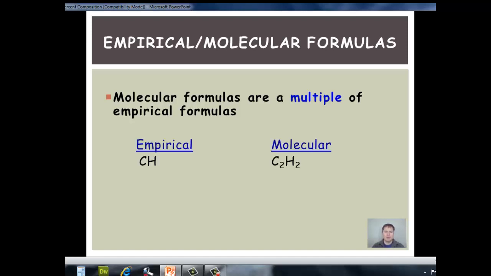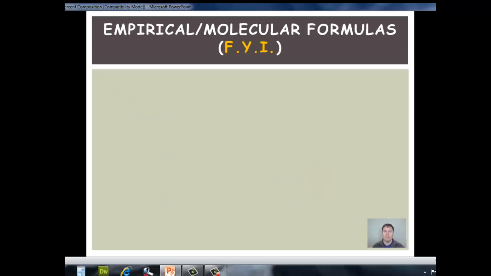Let's take a look at what I mean. Here's CH. The molecular formula could be C2H2. Here's CH2O. Its molecular formula is C6H12O6, glucose. NO2 could be N2O4 in molecular form. Here's another one, NO2. Well, if we multiply this by 3 instead of 2, we get N3O6. So two different molecular formulas can have the same empirical formula. We see that a lot with sugars. Just a little FYI for you.